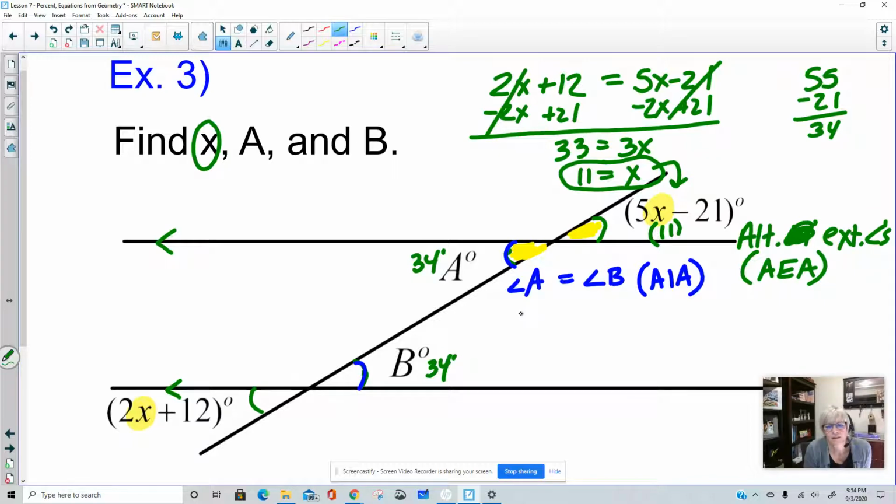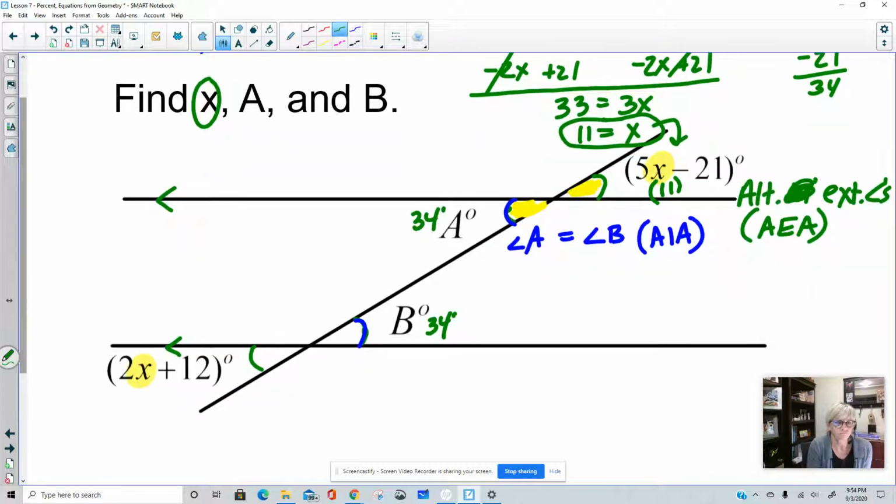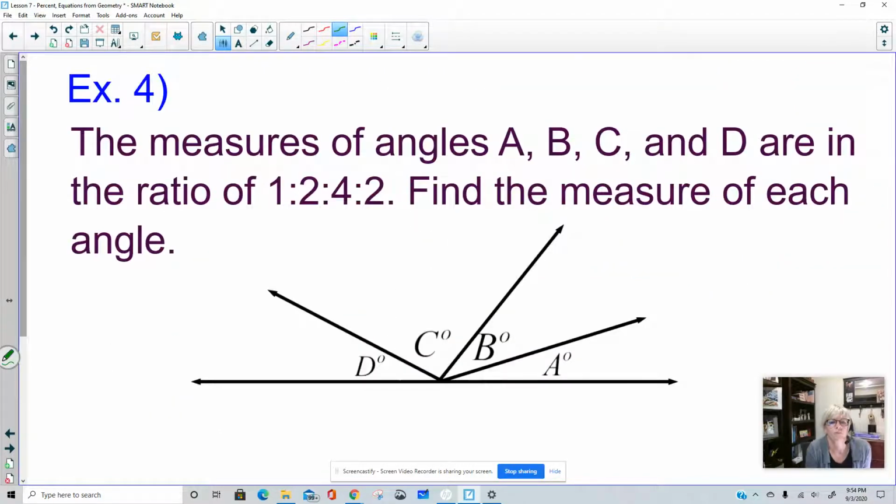Okay, so we're going to use some ideas from geometry to set up an equation. What we do know is that if I add up all of these angles together, if I put them together, they make a what? They make a straight line. Okay, so we know we're going to have 180 degrees. Okay, and so what do we do with this ratio?